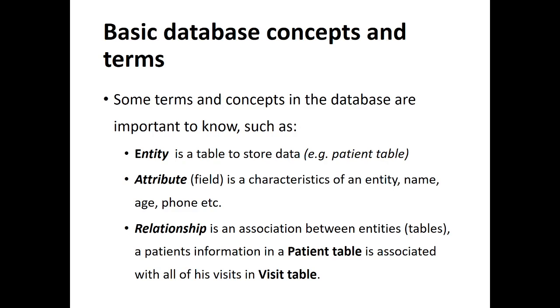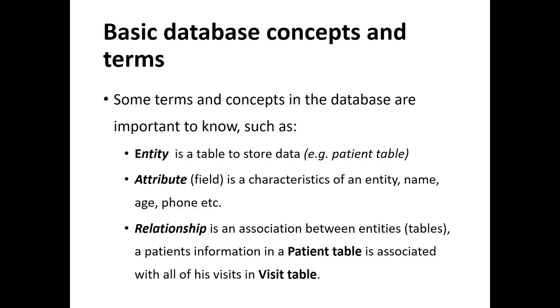Attribute is a field. The definition is the characteristics of an entity. For example, you have a patient table and you want to store the information about the patient. So the patient has a name, an age, a phone number, a last name. Patient will be having a patient ID. So all these are attributes. Name, age, phone are the attributes. You can call them fields. You can also call them columns of the table. Okay, so we have entity, that is the table. Then we have attributes, which is the fields of the table.